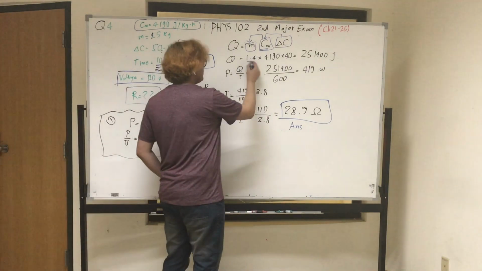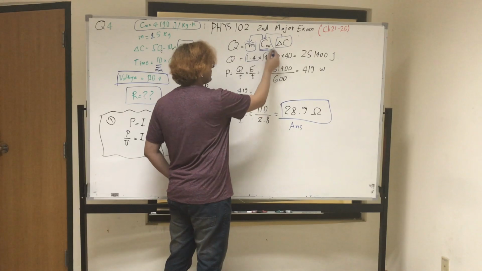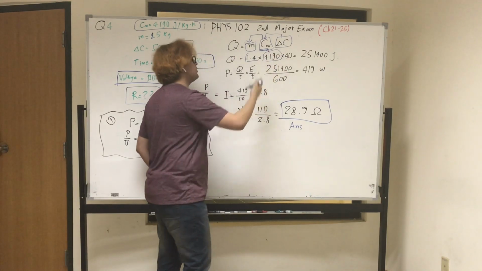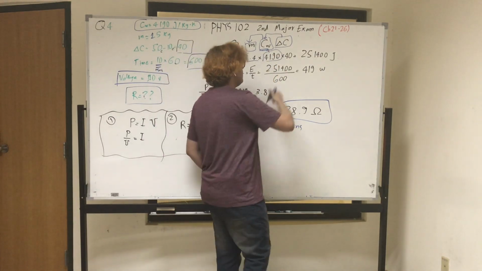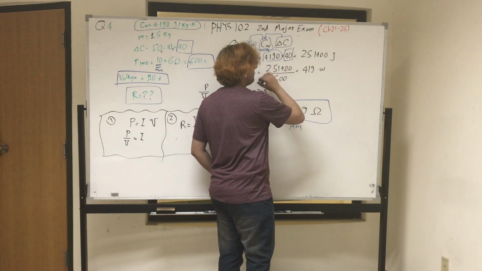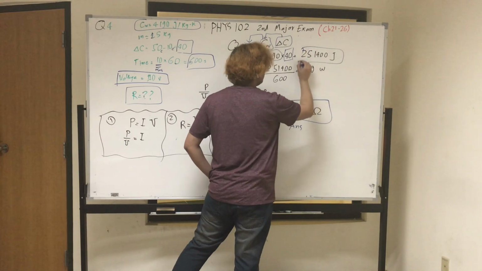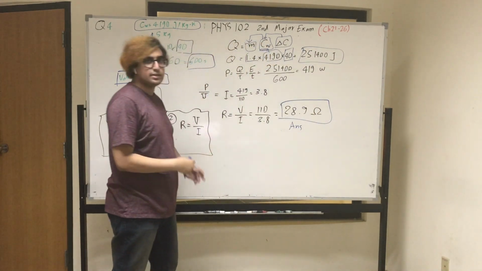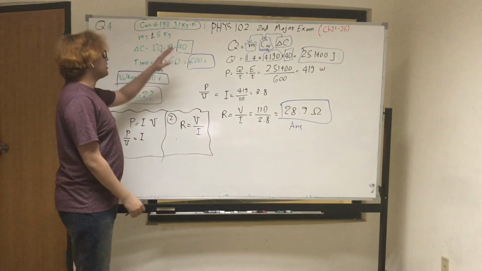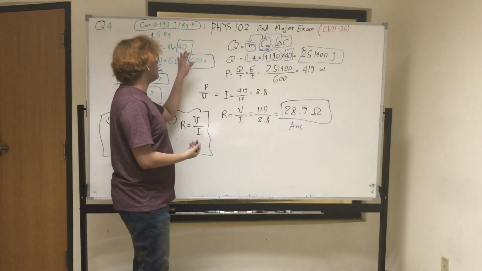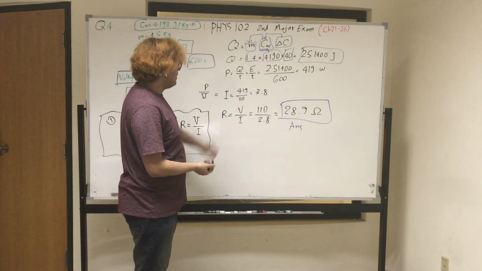So the mass here is given in the problem, 1.5, and the specific heat is also given. It's a well-known value, it's in your equation sheet. And the change in temperature is 40, okay? So if you multiply these three values, you're going to get this amount. This here is the energy required to raise the temperature of 1.5 kilograms of water by 40 Celsius degrees.